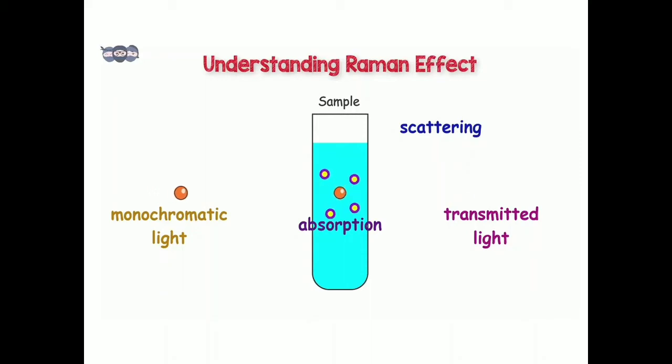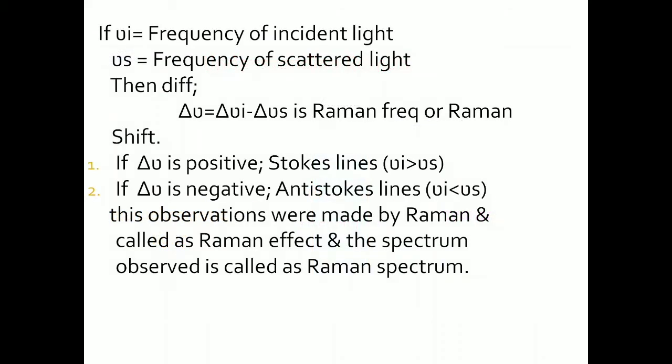Here, when monochromatic light is incident on any absorbing solution, the scattering occurs and light gets absorbed by the solution and gets transmitted. So, considering that, if nu I is the frequency of incident light and nu s is the frequency of scattered light, then the difference between them would be the Raman frequency or Raman shift. If del nu is positive, then there are Stokes lines. If del nu is negative, then there are anti-Stokes lines. This observation was made by Raman and was called the Raman effect, and the spectrum observed is called the Raman spectrum.